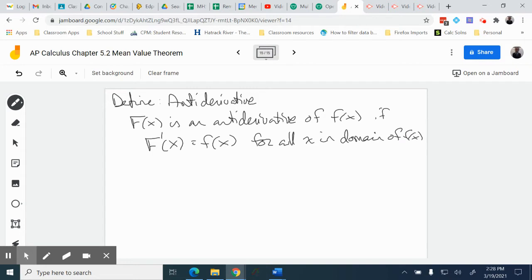So a function is an antiderivative if the derivative of the antiderivative is the function. Whew. Let's do an example.